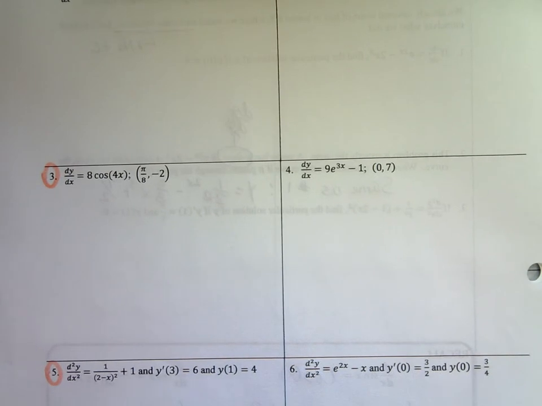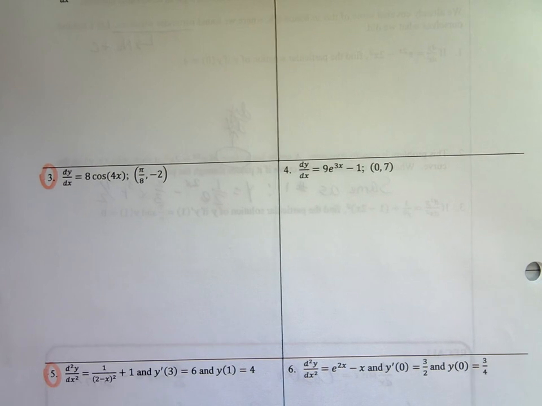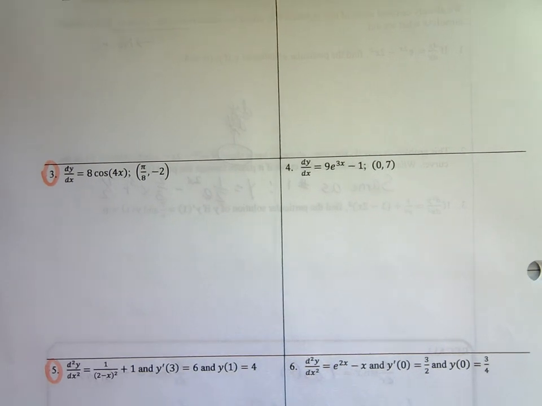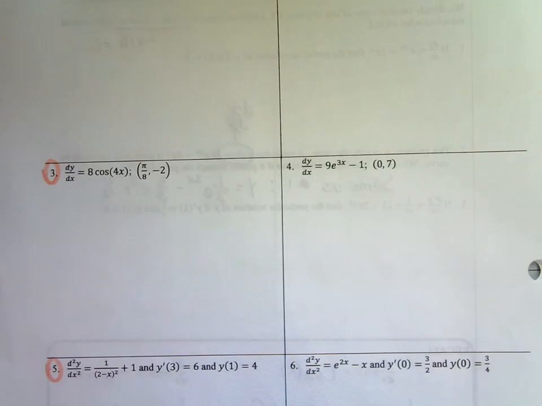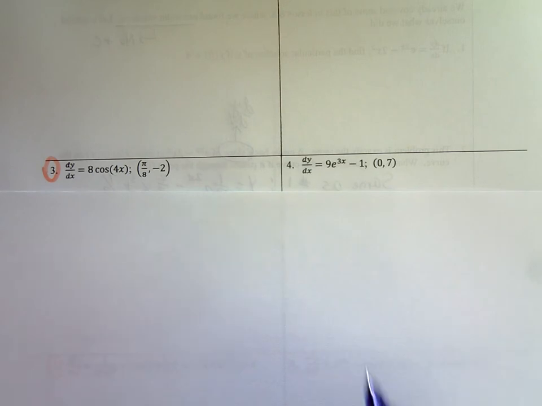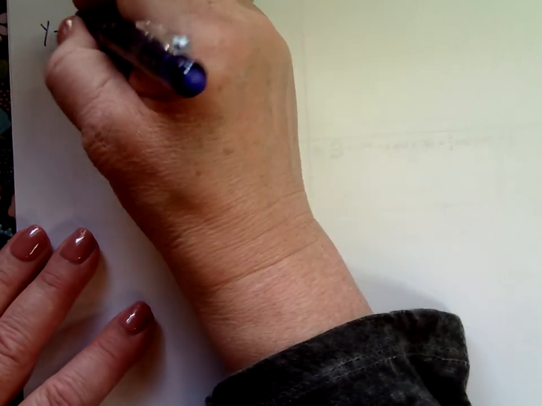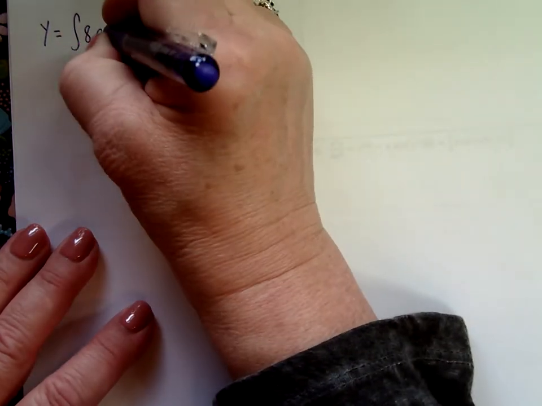It says for each differential equation, find the particular solution that passes through a given point. This is like our example number 1. These are relatively simple. We're starting with the easiest one. So here I go with number 3. I want to know what the original function is. They gave me the derivative. I'm integrating 8 cosine of 4x.